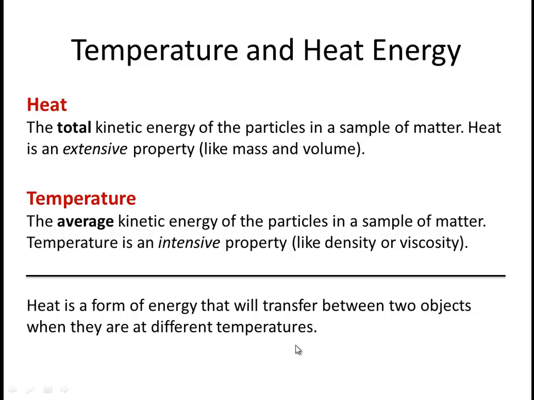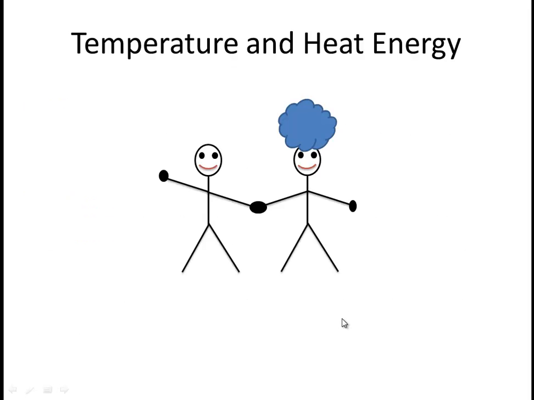And another spin on heat, just to give you a fuller picture. Heat is a form of energy that will transfer between objects when they're at different temperatures. Okay, all right. So now that takes us to another scenario. Let's say you've got a husband and a wife, and they're holding hands, and let's say that the husband is running a bit of a fever, so he's running a little bit hot. He's definitely at a higher temperature than his wife.